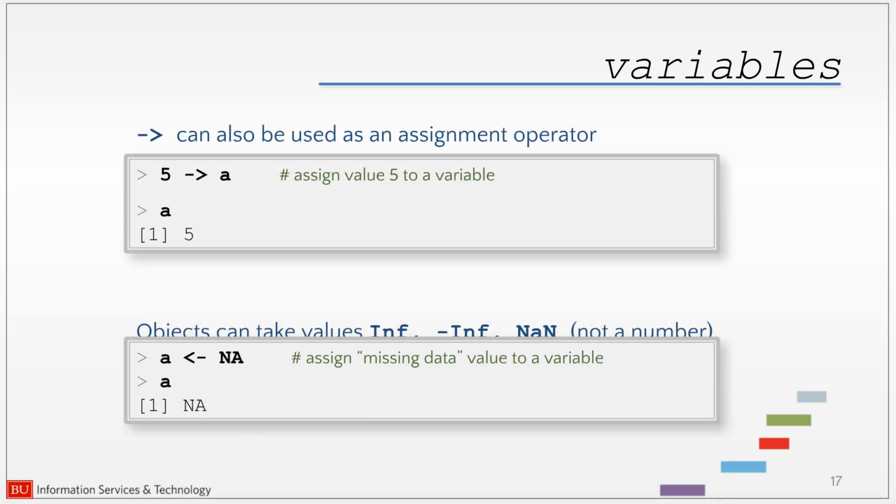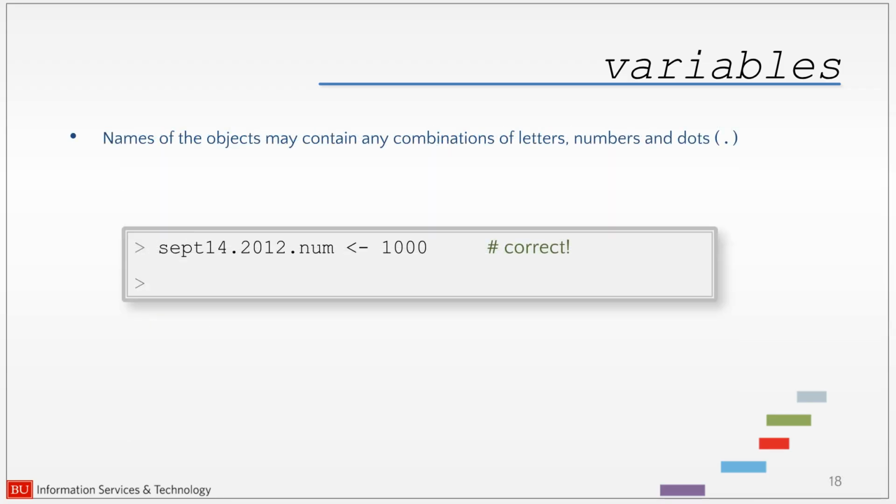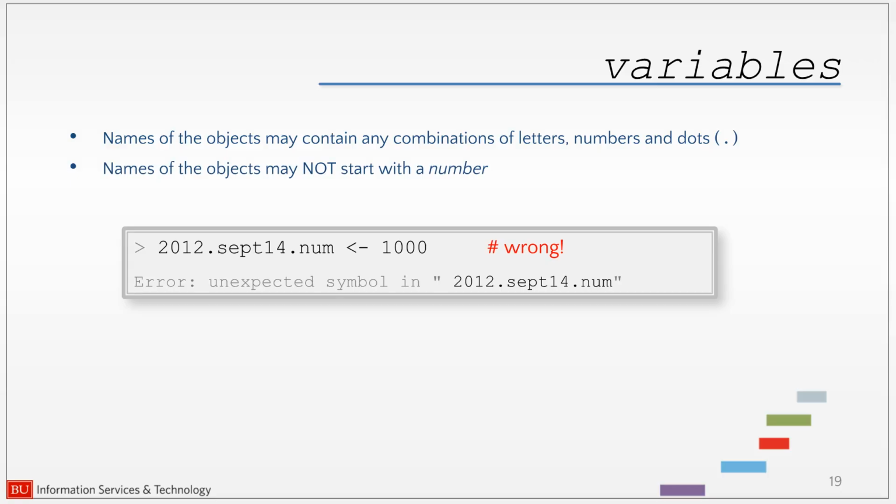The right arrow can also be used as an assignment operator. Objects can hold special values like Inf, -Inf, NaN, or NA for missing data. Object names can consist of letters, numbers, and dots. This allows for descriptive naming conventions. However, object names in R must not start with a number. Attempting to do so will result in a syntax error.